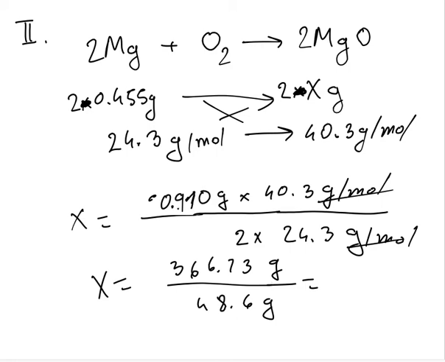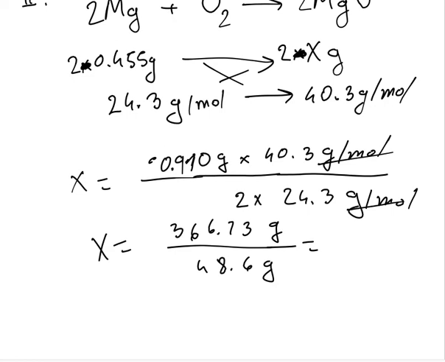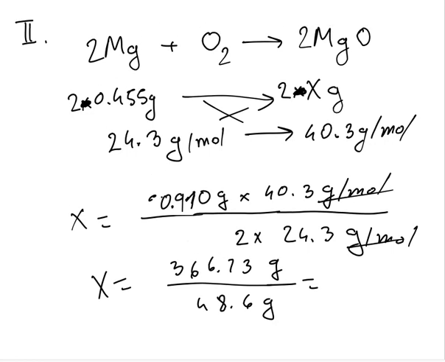Well, actually, sorry, 0.910 times 40.3 is 36.6. Yep, so that was a mistake, instead of 366, it's just 36.6. And rounded, the answer is 0.75 grams. Only this is grams. 0.75.